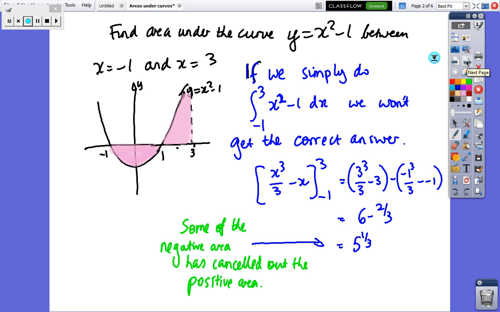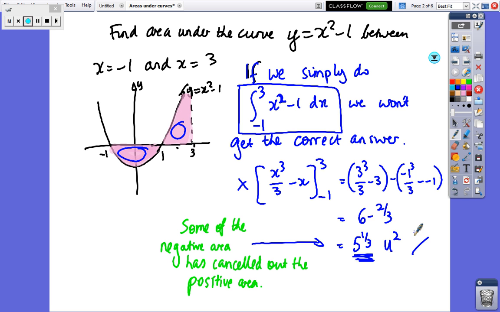Okay, so in the next one, I've got areas not all above. So if I was going to find the area under the curve y equals x squared minus 1 and bounded by the x-axis between x equals minus 1 and 3, if we just did that, we don't get the right answer, because if we do this calculation here, we end up getting 5 1/3. But what's happened is some of this area has cancelled out with some of that area, so the negative area has cancelled out some of the positive area, and the area isn't 5 1/3. Okay, so technically you could say it's units squared, but that's not the right answer.